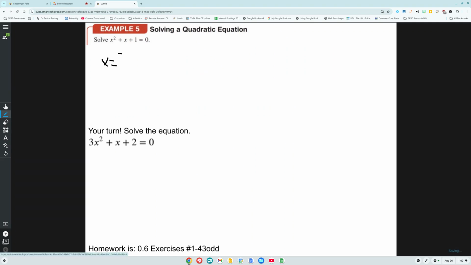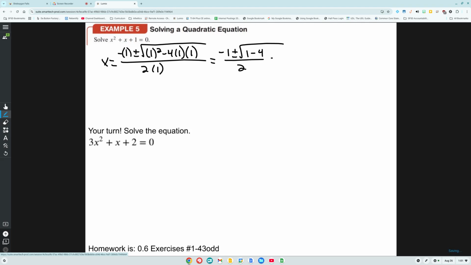So negative of b, which is 1, plus or minus the square root of b, which is 1 squared, minus 4 times a, which is 1, times c, which is 1, all over 2 times a, which is 1. And in this situation, you got really lucky, a, b, and c are all 1. So I end up getting negative 1 plus or minus the square root of 1 squared is 1. 4 times 1 times 1 is 4, so I get minus 4. All over 2 times 1 is 2. So I get negative 1 plus or minus the square root of negative 3 over 2.